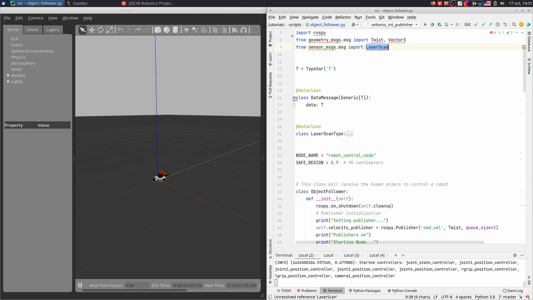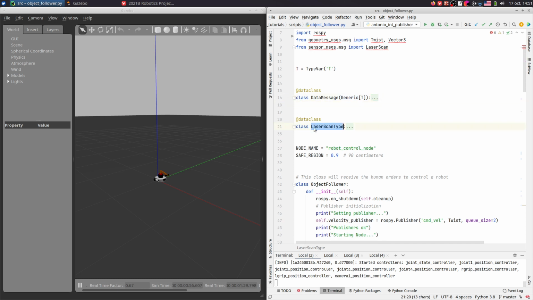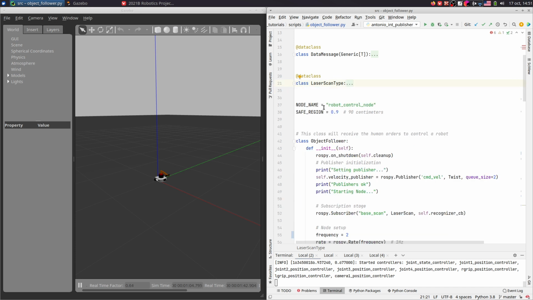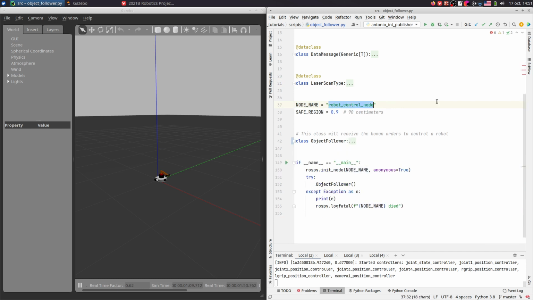In the dataclass, we have a generic, just to mention that it has an attribute that is data, and it is a generic type, as you can see here. The other one is the LaserScan type, that is the blueprint that is provided. But the advantage is that we have it in typing. It matches with the specification when you get the info of the message type. The name of our node will be robot control node. We put it in a constant so we can change it later.